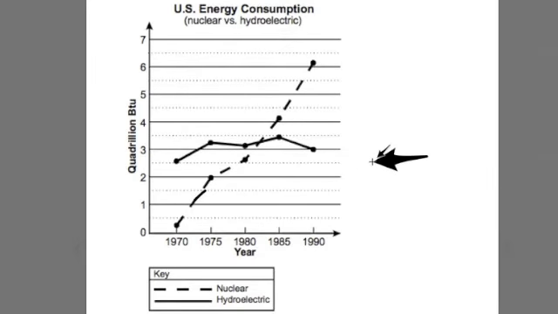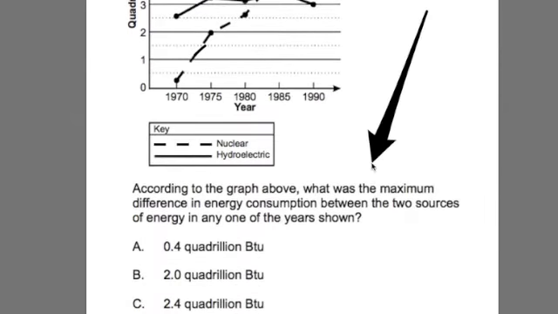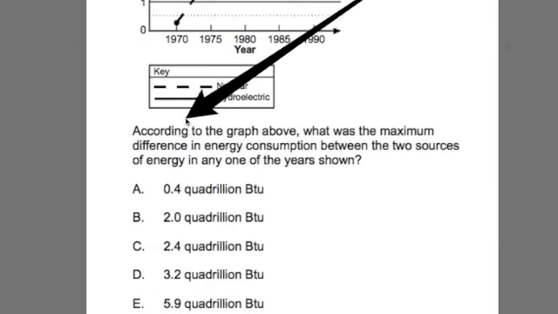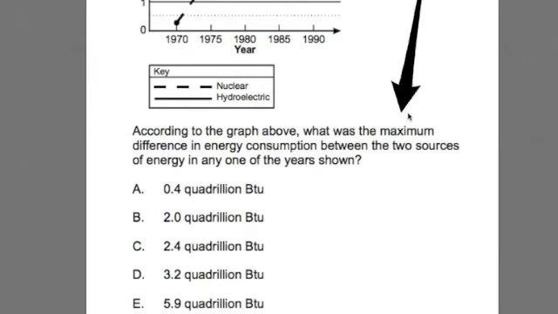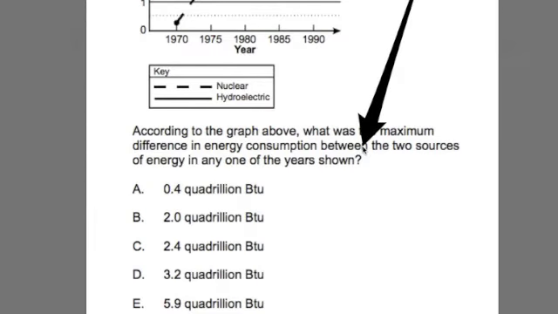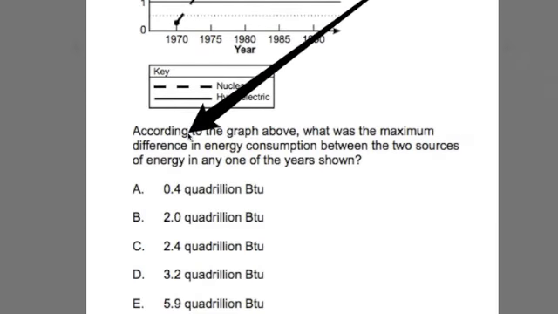Right now, with this understanding of the problem, which I think you can get within the first 30 seconds of reading it, now I think we can go and actually read the question. So here, I'll jump right into the question. It says, according to the graph above, what was the maximum difference in energy consumption between the two sources of energy in any one year shown? So we're looking for the maximum difference.